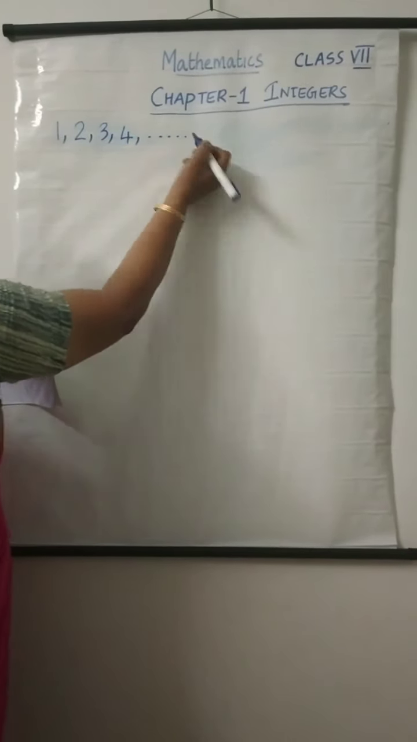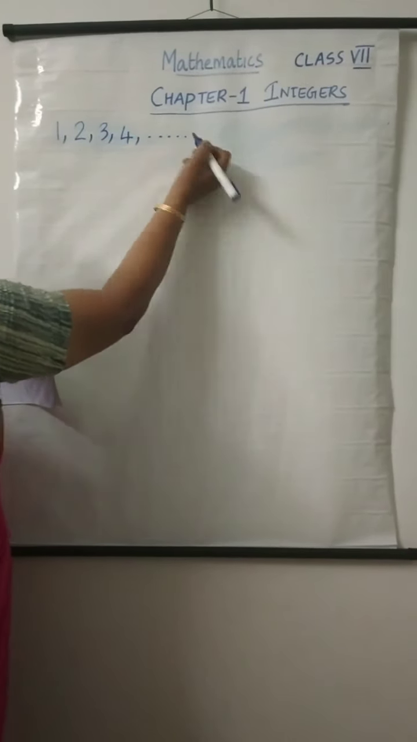Now there are numbers less than 0, that is minus 1, minus 2, minus 3, minus 4, etc. These numbers are known as negative numbers. They are less than 0 and they are known as negative numbers.